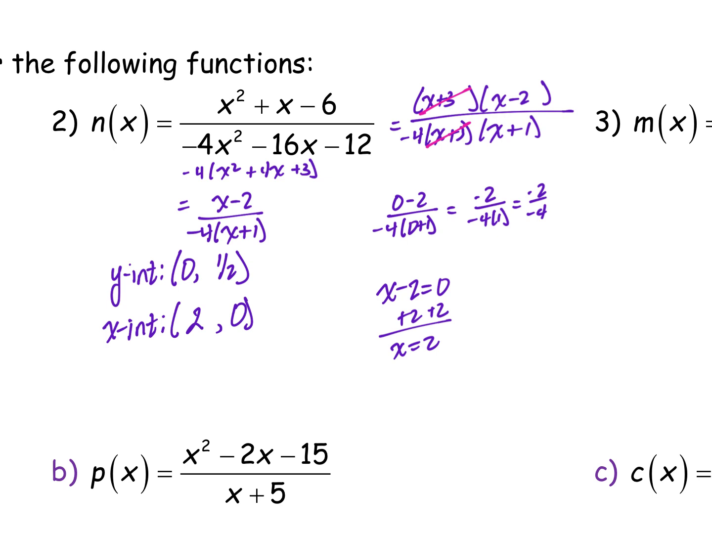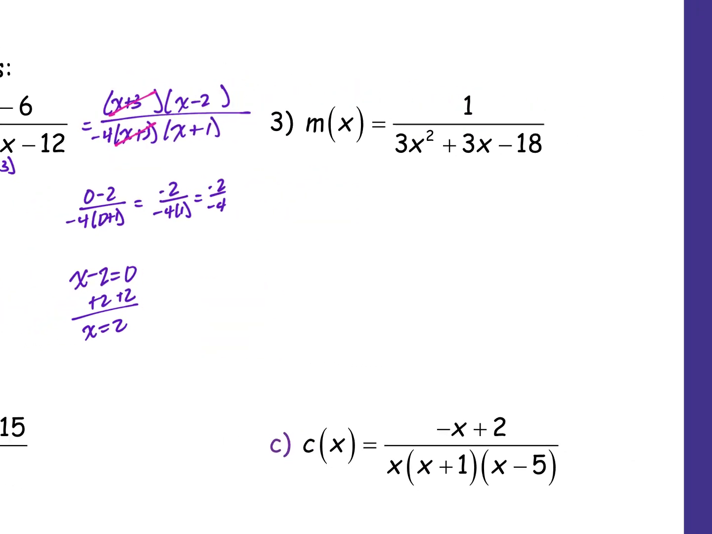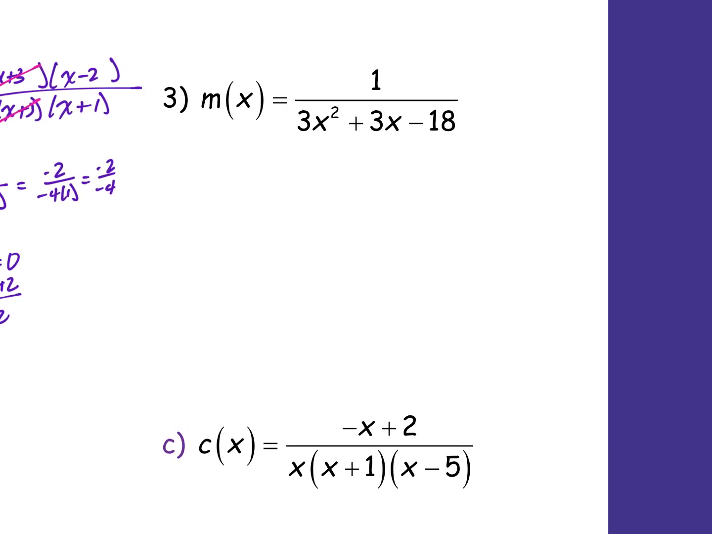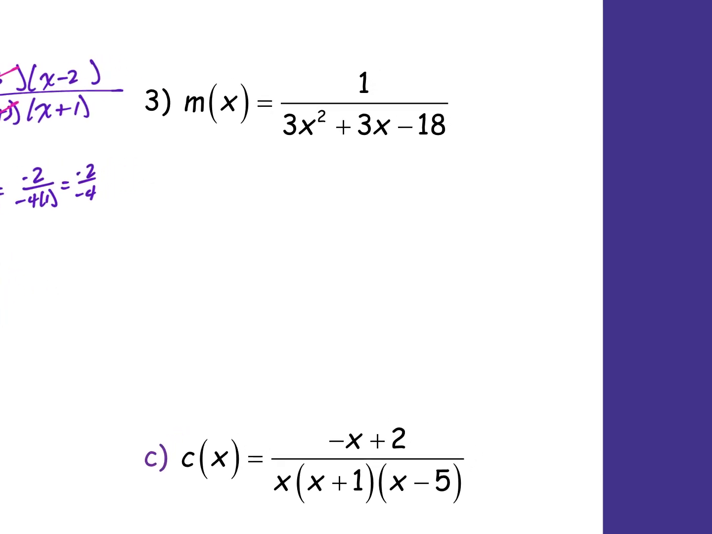Questions? Not too bad so far? Okay, awesome. And then the last one. So if I take a 3 out, I get x squared plus x minus 6. Yeah, that's right. So I should get 1 over x plus 3 and x minus 2. Yeah, that should be it.